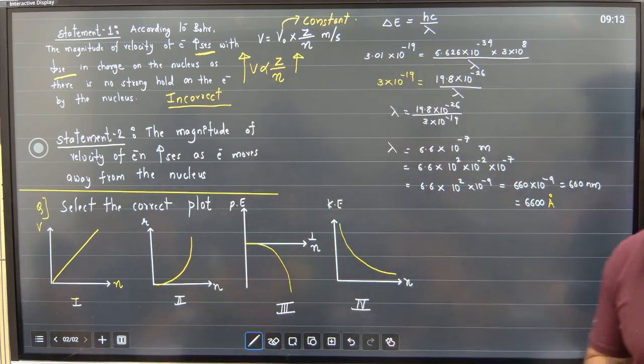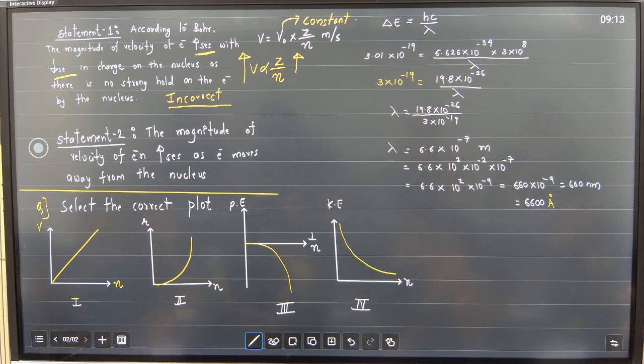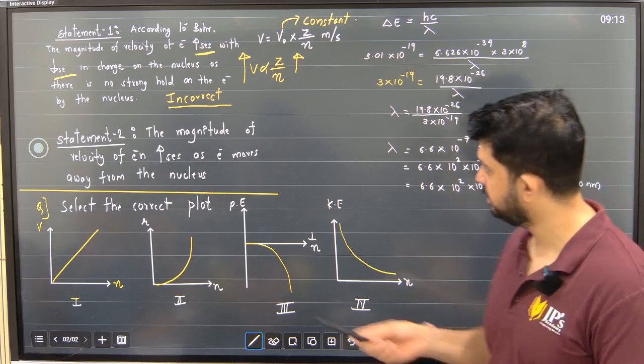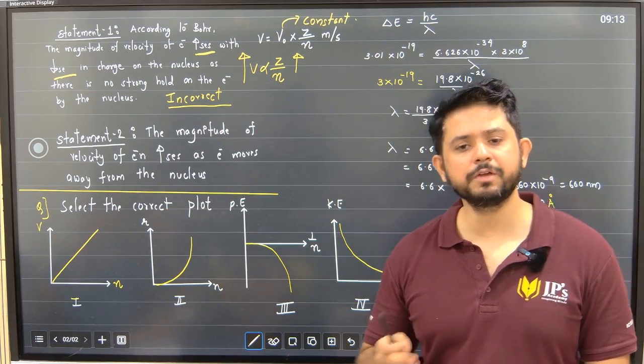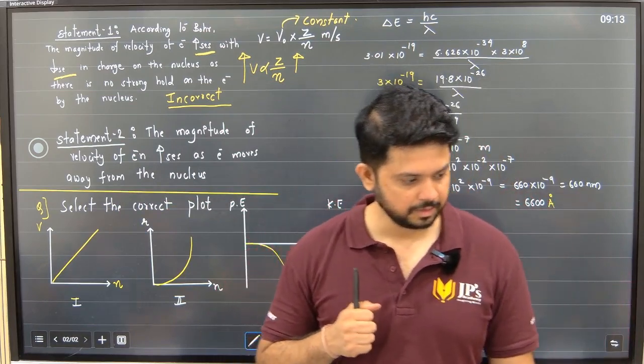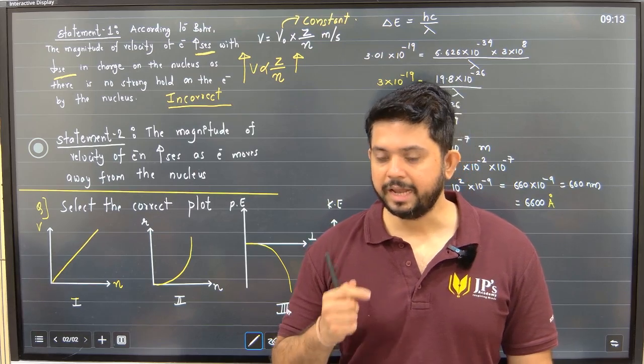Now read the second statement for me. What does the second statement say? The magnitude of velocity increases as the electron moves away from the nucleus. What does that mean, moves away from the nucleus? What is the value of n becoming?